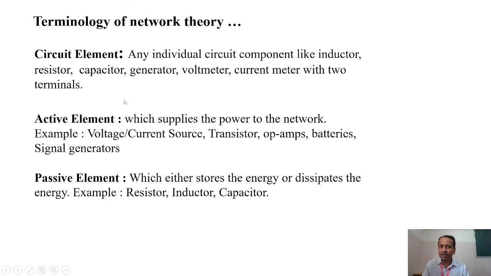What are active elements? Those which supply power to the network. Examples: voltage and current sources, transistors, op amps, batteries, signal generators. I want to remind you once again, we are not dealing with transistors and operational amplifiers, whereas voltage or current sources, batteries and signal generators will be part of this circuit analysis. Passive elements either store energy or dissipate energy. Examples: resistor, inductor and capacitor.